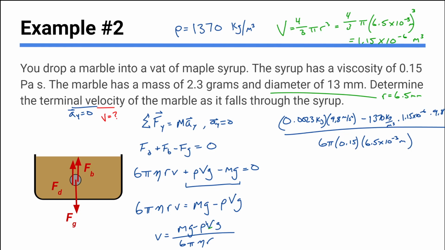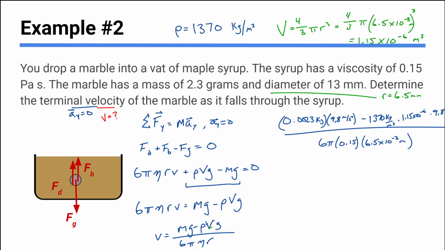Okay. Now, fun calculator math. Let's plug it in. We're going to do 0.0023 times 9.8. Take what I get there and subtract 1370 times 1.15 times 10 to the minus 6 times 9.8. And take all that and divide by 6 pi times 0.15 times 6.5 times 10 to the minus 3.